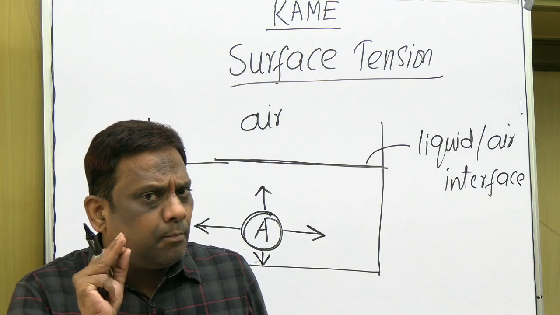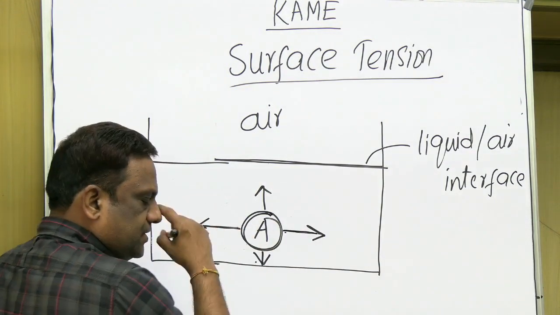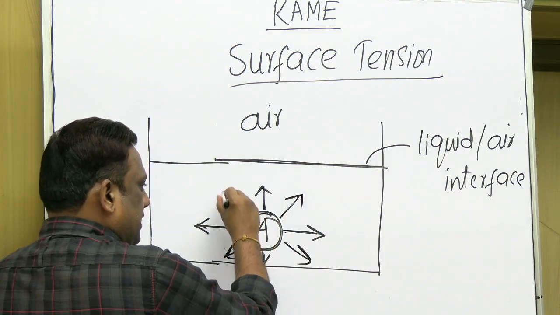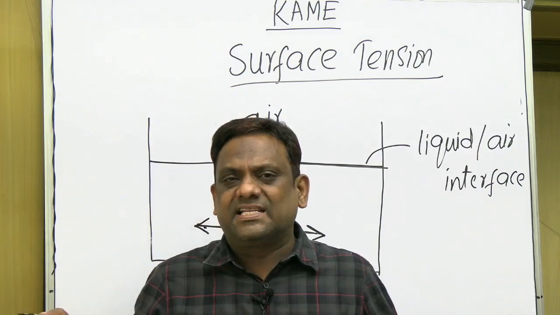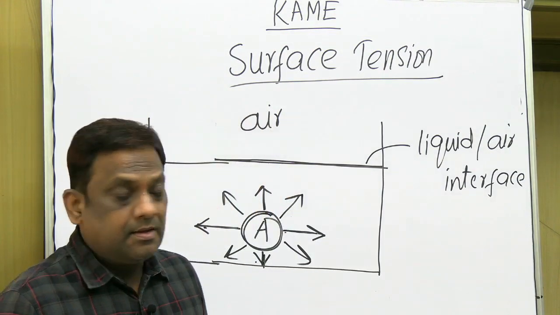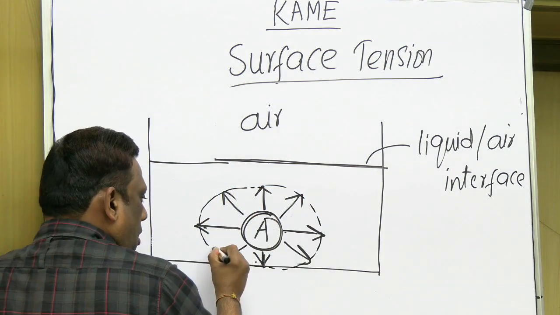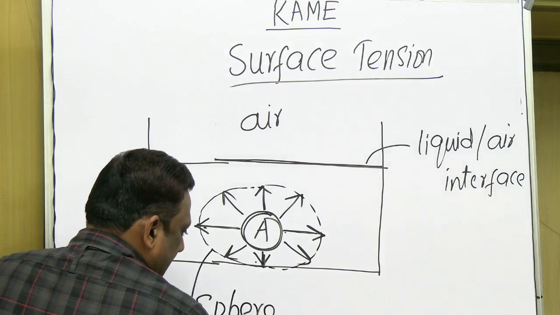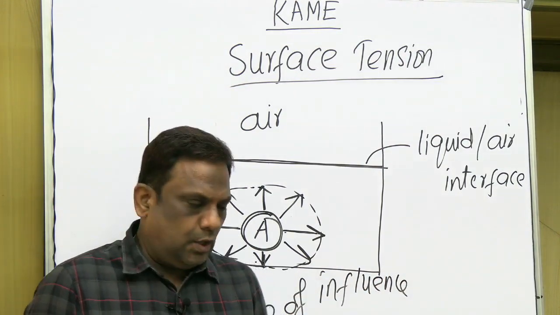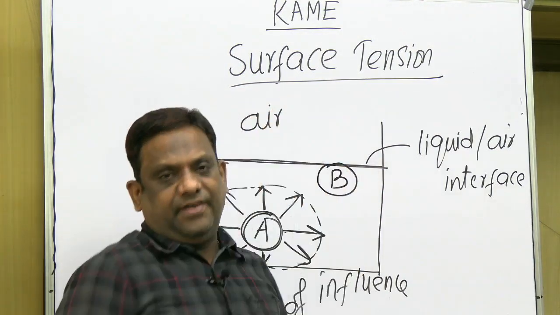If you see the net position of this molecule A, they are similar molecules, and right and left are balanced. Up and down are balanced. So all of these cohesive forces are perfectly balanced, and this molecule which is below the surface is absolutely in equilibrium. Now, my dear students, this we call the sphere of influence.